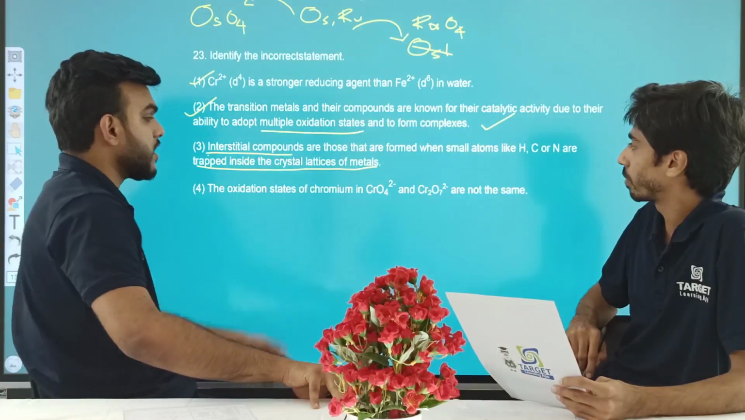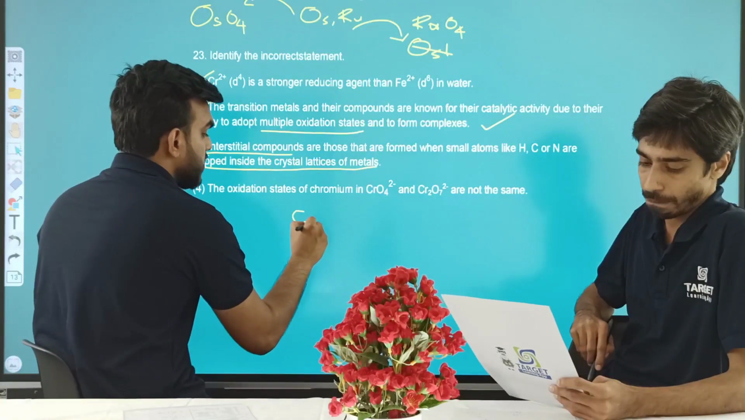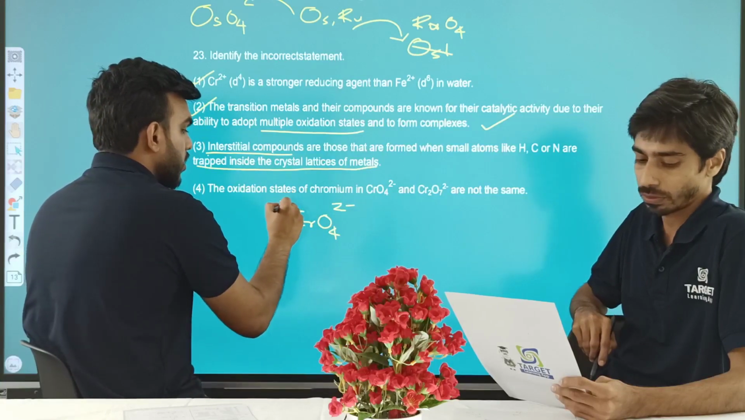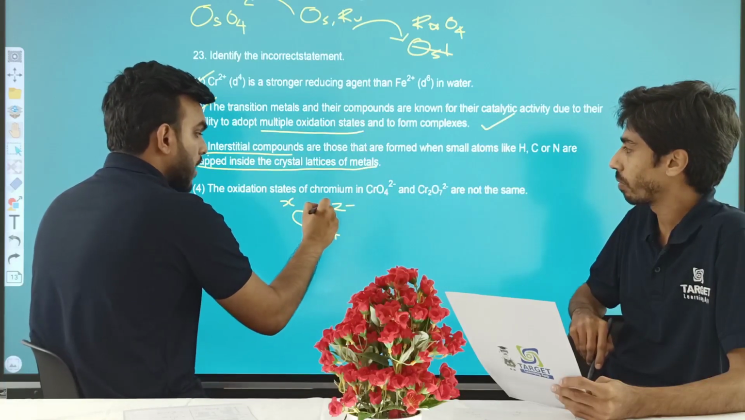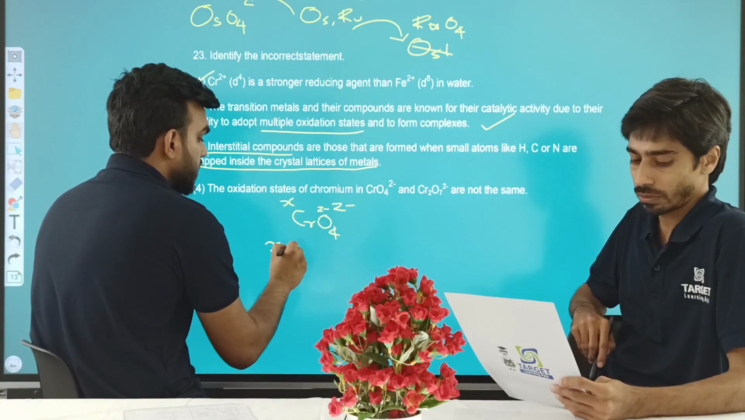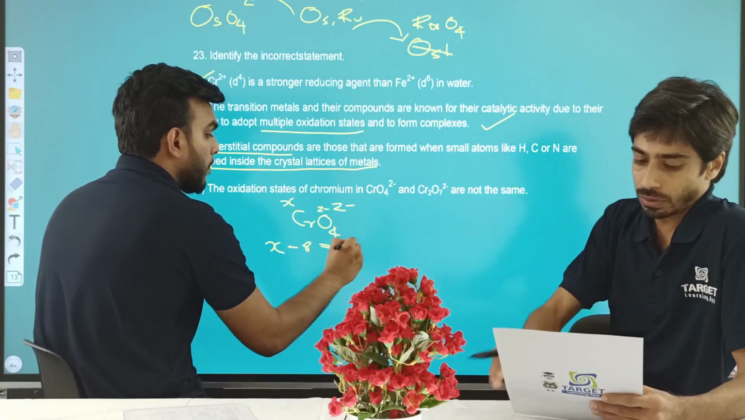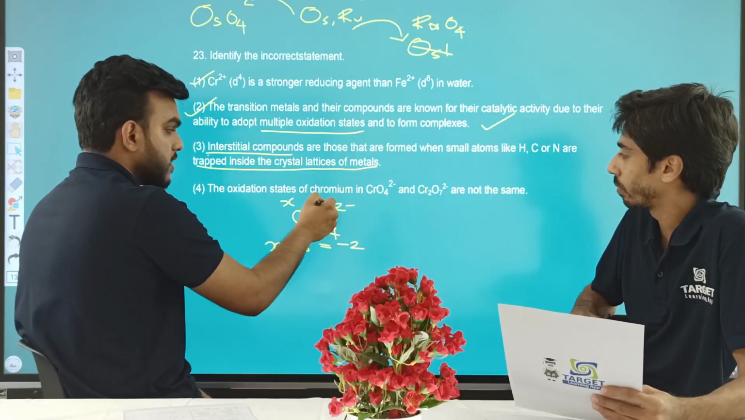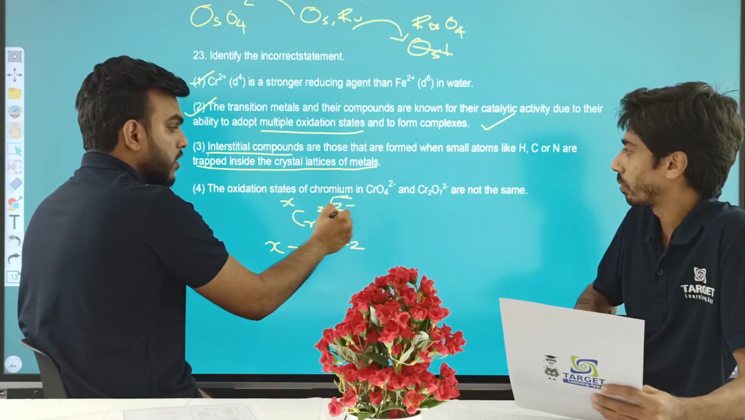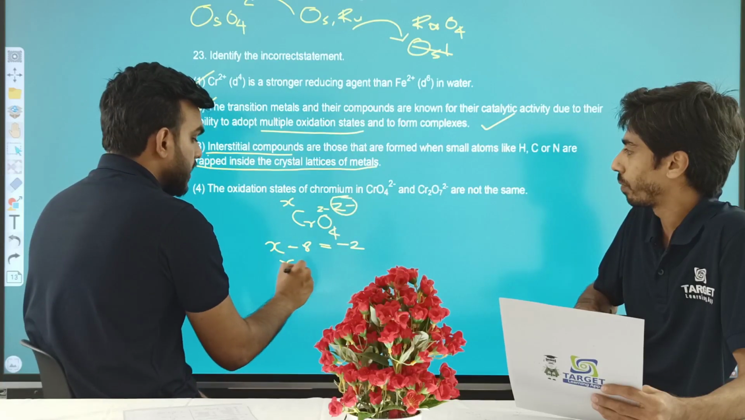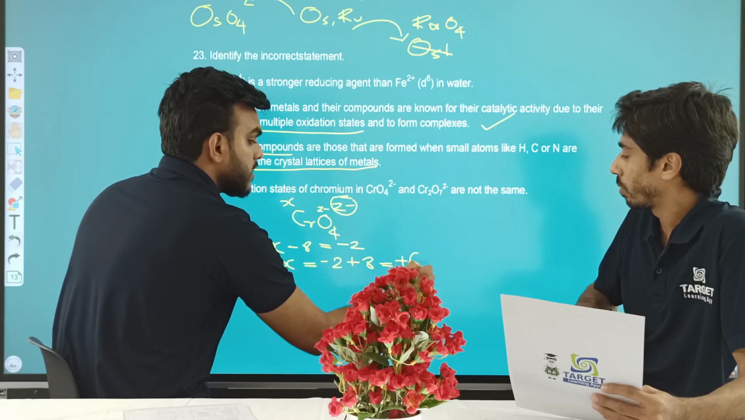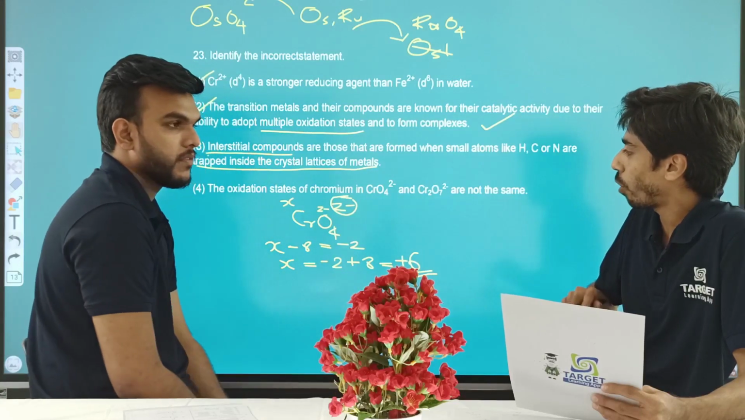And the oxidation state of chromium in CrO4 2- is given here. I'm putting chromium as x, and oxygen has -2. So we can write x minus 8 is equal to -2, since -2 into 4 is -8, and the charge given here is -2. So x is equal to -2 plus 8, which is +6. So in chromate it will be +6.